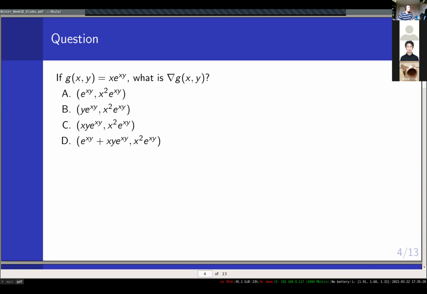But again, we just want to get a little bit of practice looking at these variables and being able to say, okay, when I'm differentiating this, these are constant.